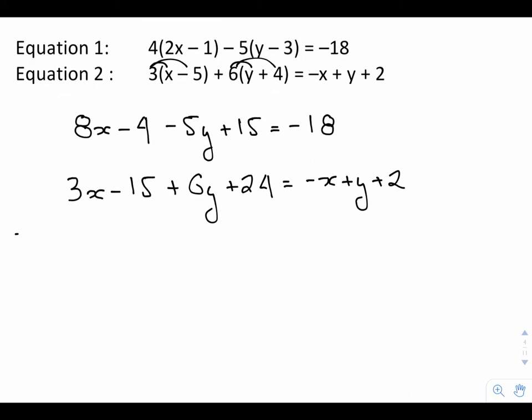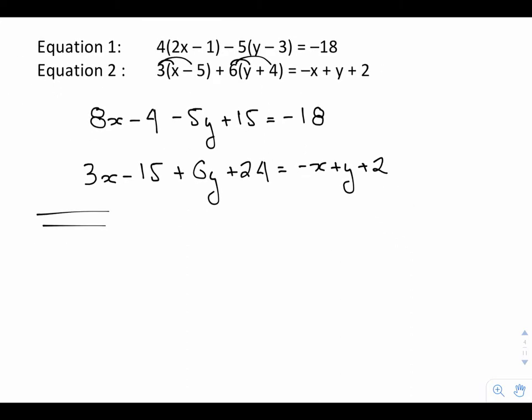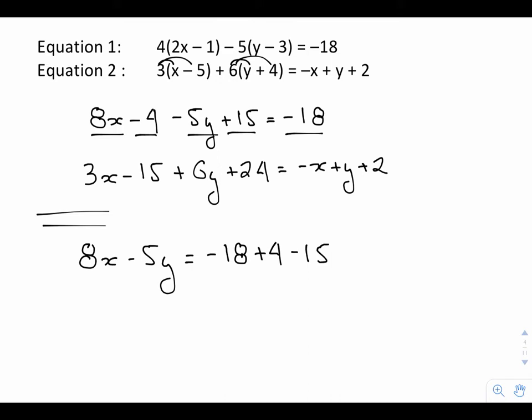So my first equation, let me just put some lines here to separate my work. I have nothing with 8x, so I'm just going to copy that again. I have nothing with the negative 5y, so I'll copy that again. And I'll put all the coefficients on my right-hand side. So I have negative 18, it'll be plus 4 because the negative 4 switches sides, and it'll be minus 15 because the negative 15 switches sides. So I'll just clean that up a little bit. So that's the first equation, simplified.